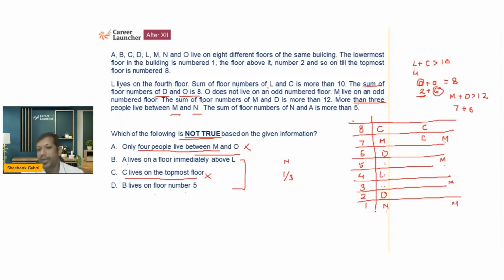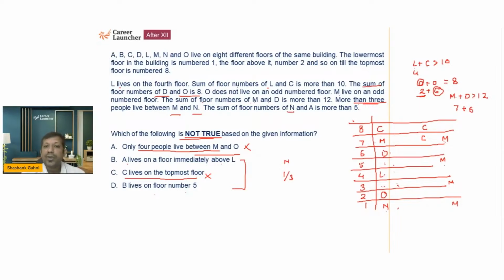And this is what I'm getting, because it is not saying at least 3 people, it is saying more than 3 people. More than 3 people means at least 4 people are living between M and N. So 1, 2, 3, 4, at least 4 people. So it means M cannot be on the 3rd floor, M has to be on the 1st floor.